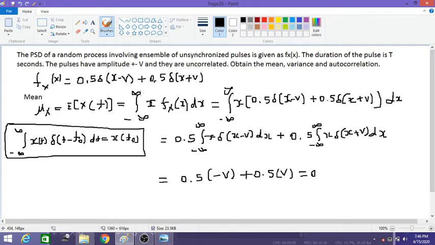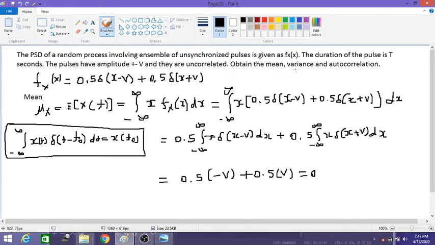So in this example, the PSD, the power spectral density of the random process involving the ensemble of unsynchronized pulses is given as fx of x, and the duration of the pulse is T seconds. The pulses have amplitude of plus or minus V. Please read it as plus or minus, I could not write it here as a symbolic representation. They are unsynchronized, and they are uncorrelated.